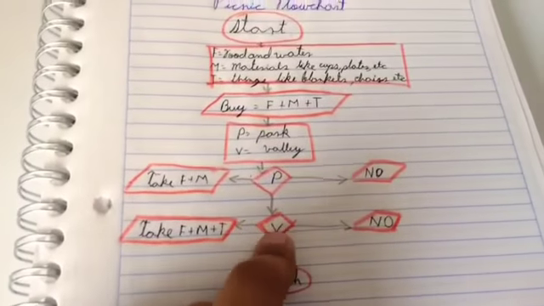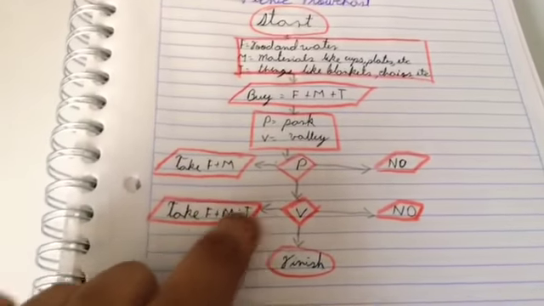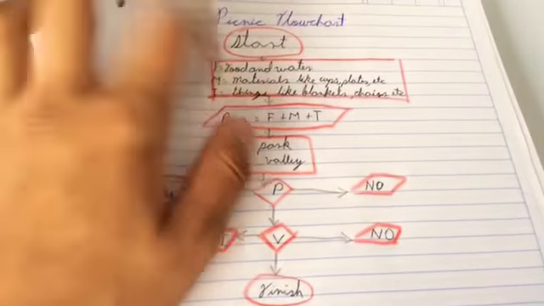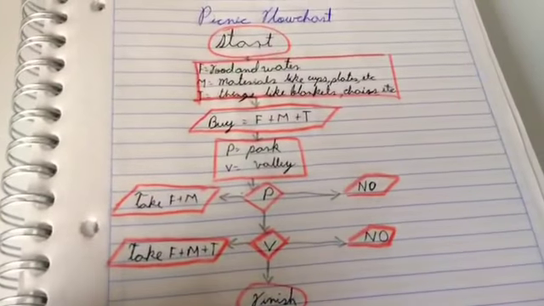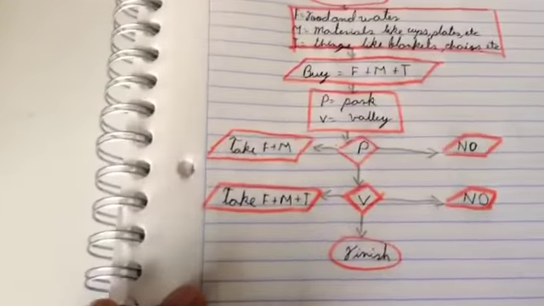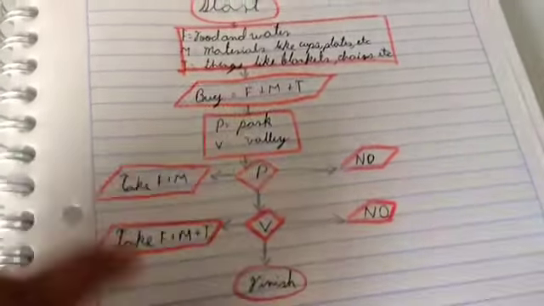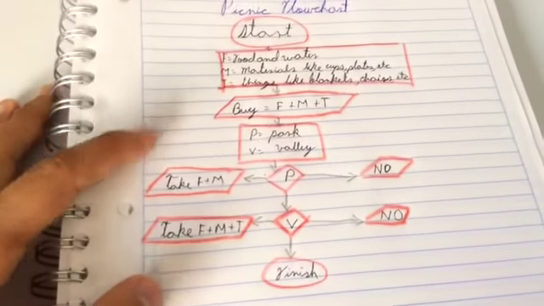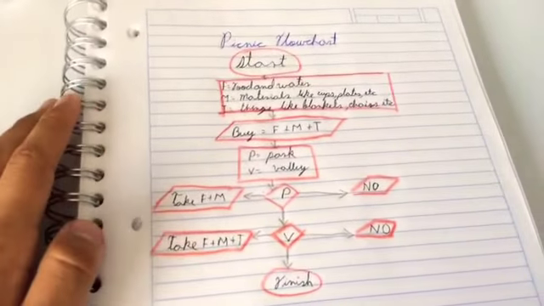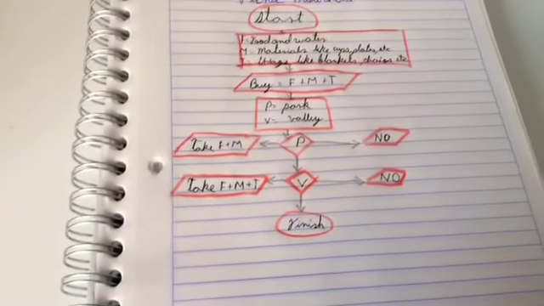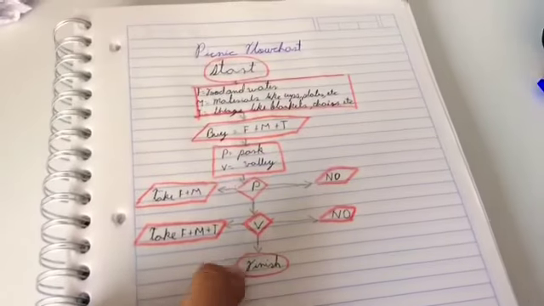The other option is that you're going to the valley. Then you'll need to take F, M, and T, because you need to take food, materials, and things like blankets, because in a valley you won't have chairs or tables to stay there. Else, you don't need to take anything. And this is a short way to represent the flowchart of a picnic. And then you always end a flowchart with finish in the circle.